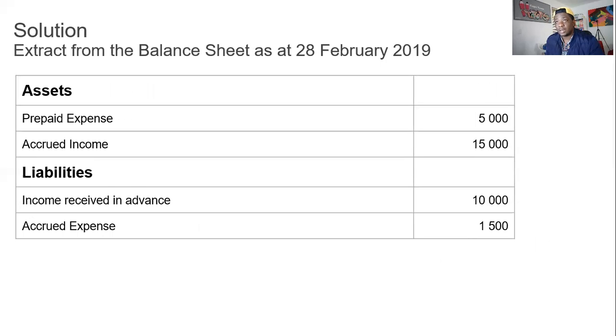And then in the balance sheet as of 28 February 2019, we'd have a prepaid expense under assets of 5,000, and accrued income of 15,000, and under liabilities we would have income received in advance of 10,000, as well as an accrued expense of 1,500. These two under assets would typically be included under trade and other receivables as one line item. And these ones here would typically be included as one line item, which is trade and other payables.